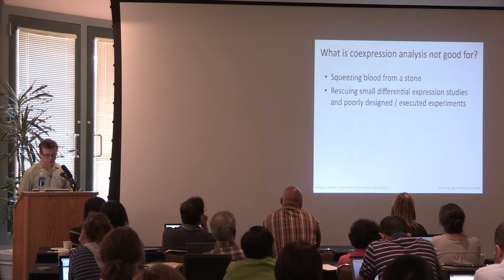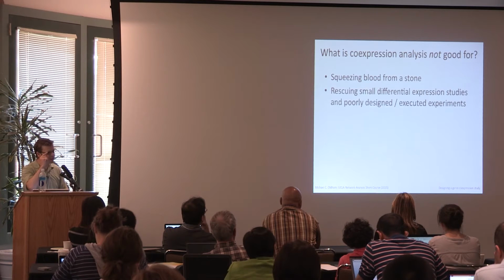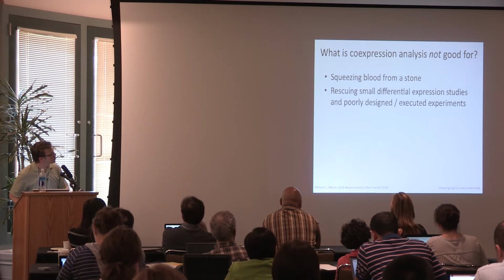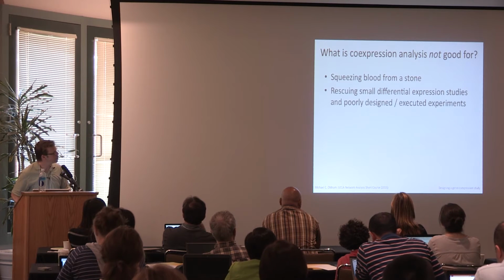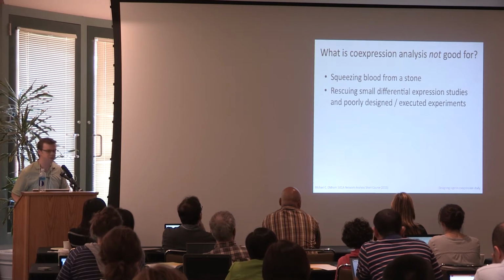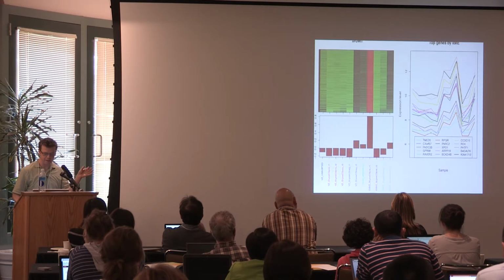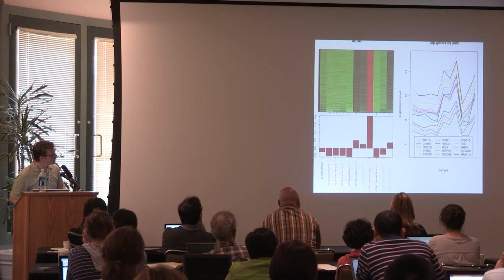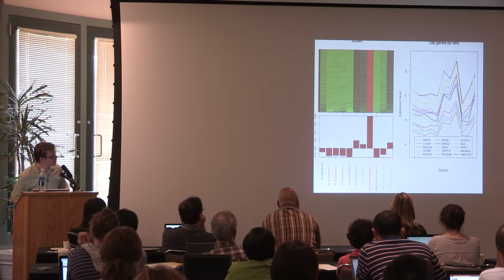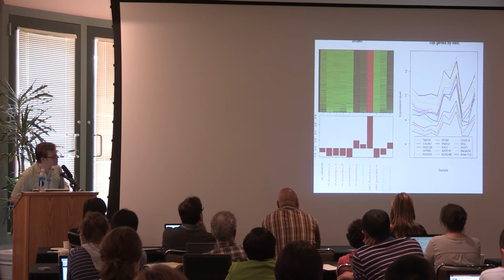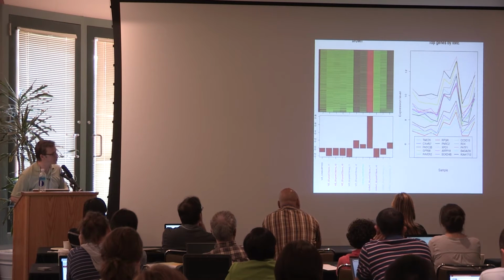Okay. So what is co-expression analysis not good for? I think this probably applies to more things than co-expression analysis, but it's not good at squeezing blood from a stone, or trying to rescue poorly designed differential expression studies with a small number of samples. Here is one such example. This is like 10 samples. The colors correspond to different biological subgroups, each of which has no more than 3 samples and often less than 3 samples per group. And these are sorted cells with very low input amounts of RNA.